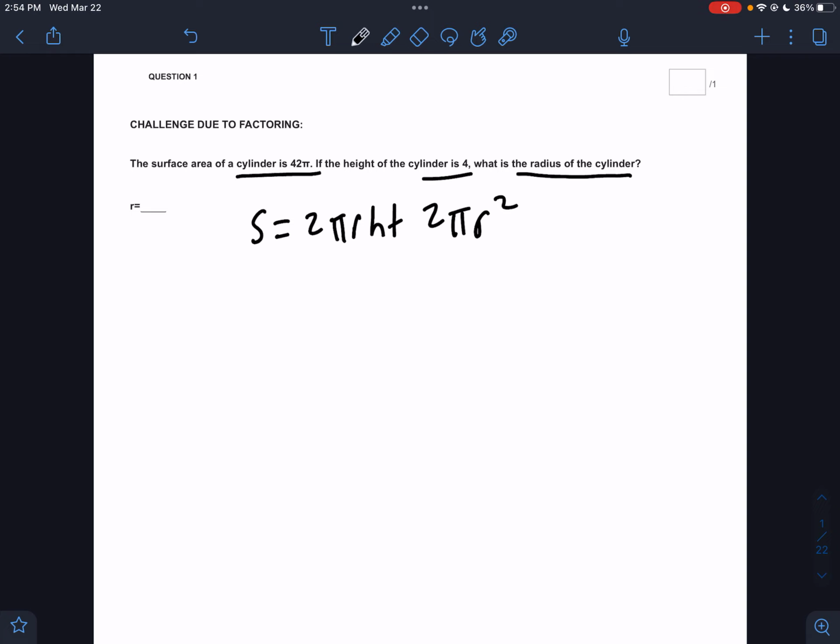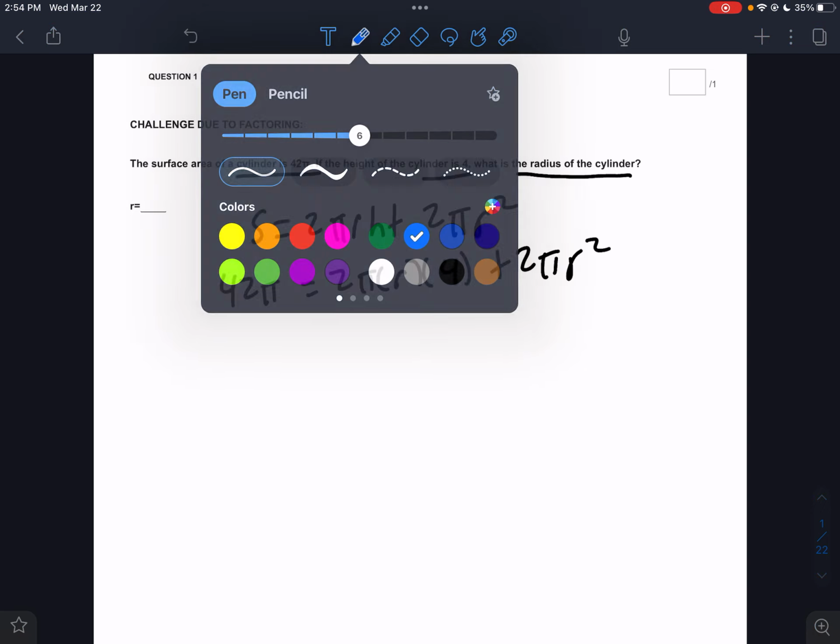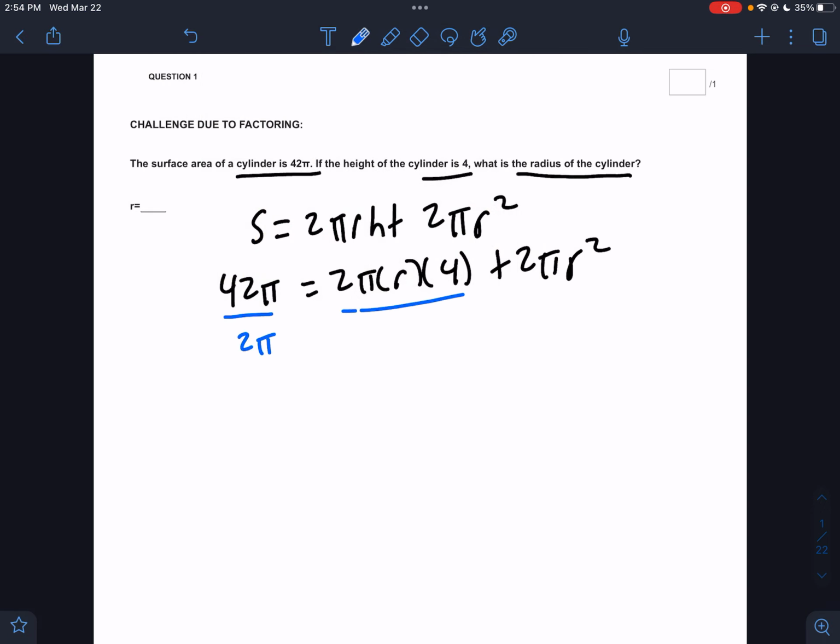We know the surface area, so that's 42 pi. We know the height, so 2 pi times R times 4. The height's 4. And we're looking for the radius. This is a challenge question because you have to factor to solve. First thing I'm going to do is I notice every single term can be divided by 2 pi. So 42 pi divided by 2 pi, the pi's cancel out. That leaves me with 21. Here the 2 pi's cancel out, leaving me with 4r. And here the 2 pi's cancel out, leaving me with just r squared.